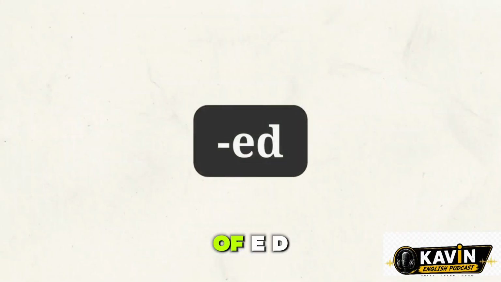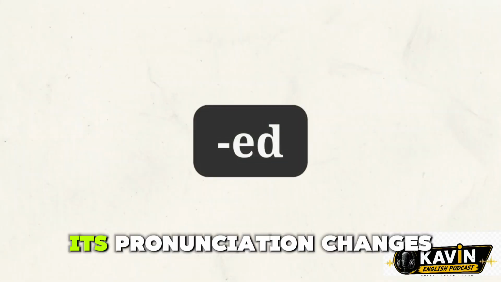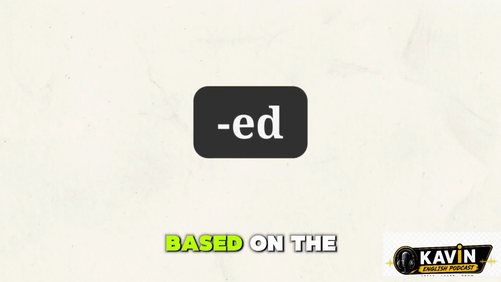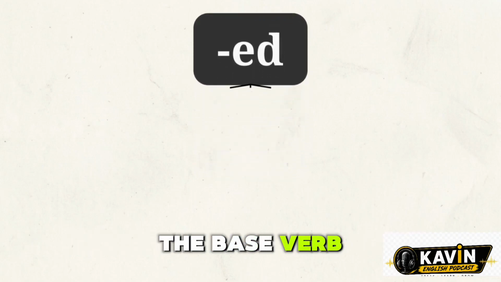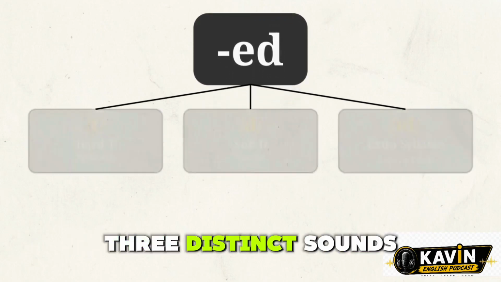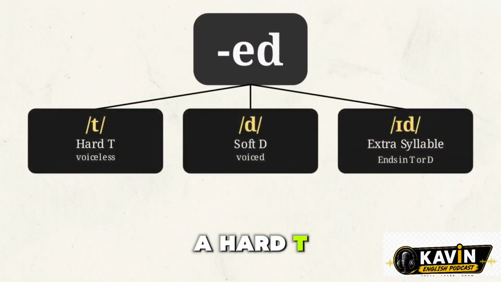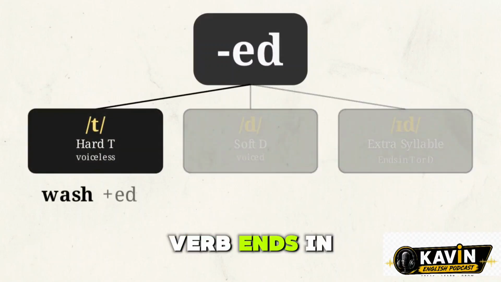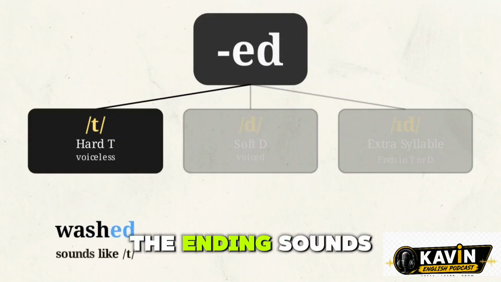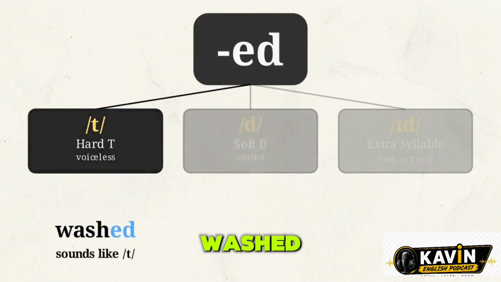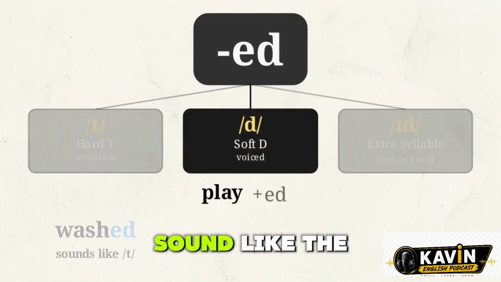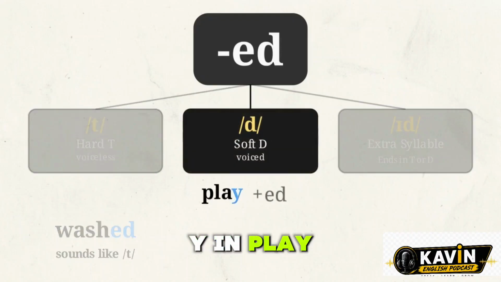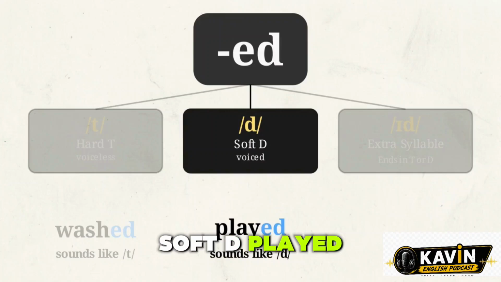While the spelling of ed is consistent, its pronunciation changes based on the final sound of the base verb. It splits into 3 distinct sounds: a hard T, a soft D, and an id syllable. If the base verb ends in a voiceless sound, like the sh in wash, the ending sounds like a T, washed. If it ends in a voiced sound, like the y in play, it takes a soft D, played.